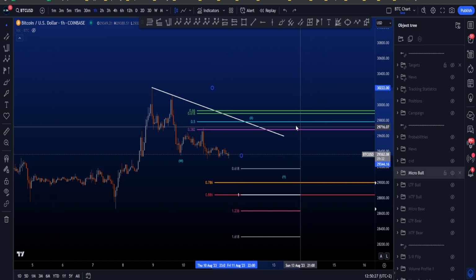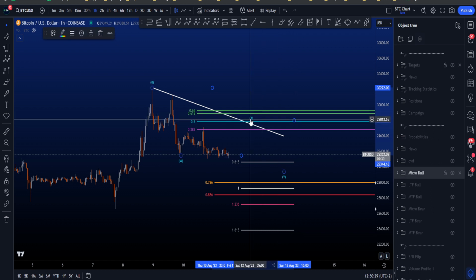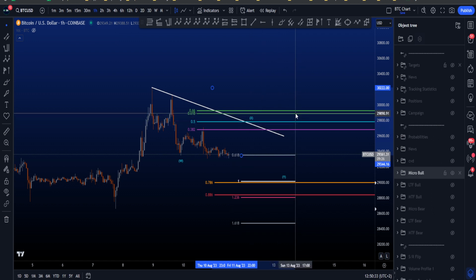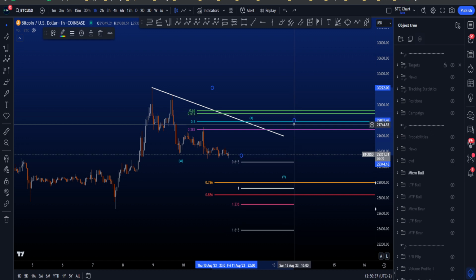But if wave X can make a higher high over here around the 0.5, you can see the 1-to-1 is moving up. And if price would move potentially even to the golden pocket, then it is on top of the 786, which would be nice for the low of a wave Y.